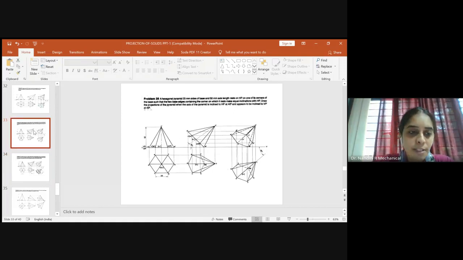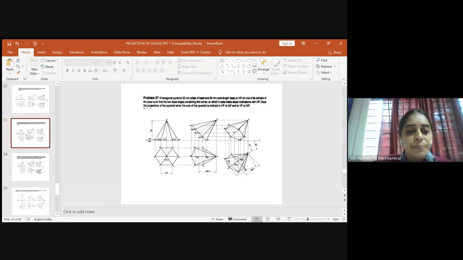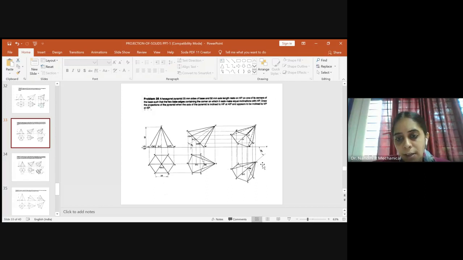Similarly, you can do this. I'm not going to tell you. I'll share the videos later to you all. Okay, so this is the same problem resting on one of its corners. So stage 1 and stage 2 will be the same as I explained you right now. Only thing is here the axis appears to be inclined to VP. Since it appears to be inclined to VP, we won't determine the beta angle. This stage will be very simple to you.